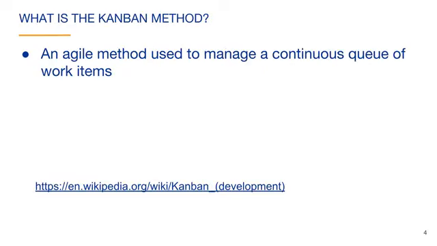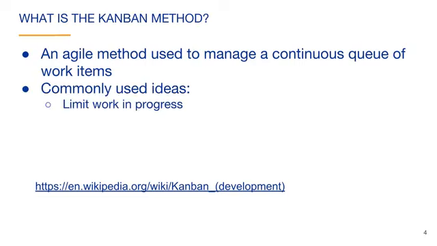The Kanban method is an Agile method commonly used to manage a continuous queue of work items or issues. The Kanban method leverages many of the ideas of the Toyota production system, which we will discuss later in the course. Some of the ideas used in the Kanban method include limit work in progress. At any given time, the team should only be working on the amount of work that it can handle sustainably.